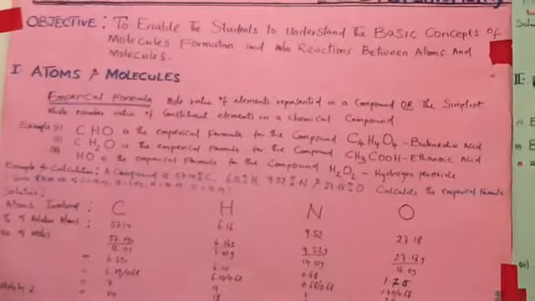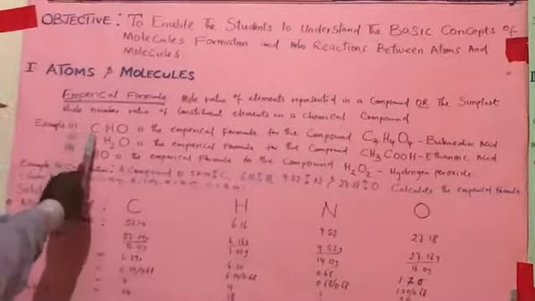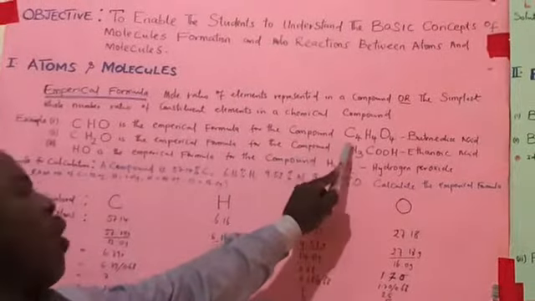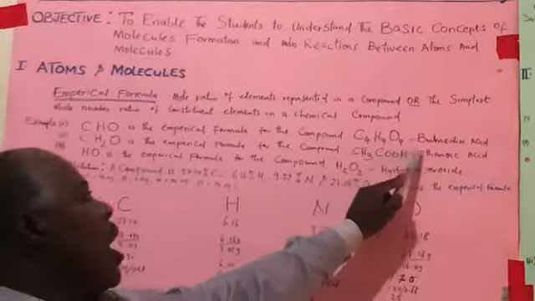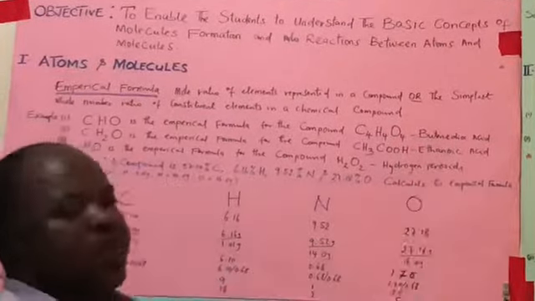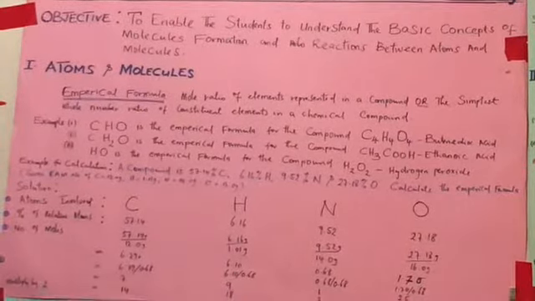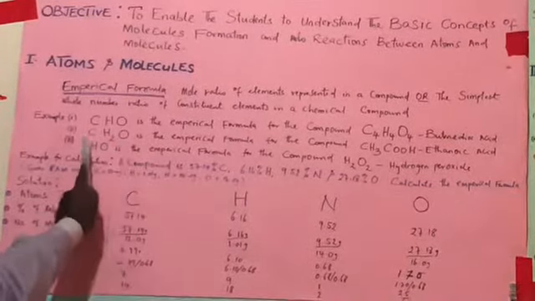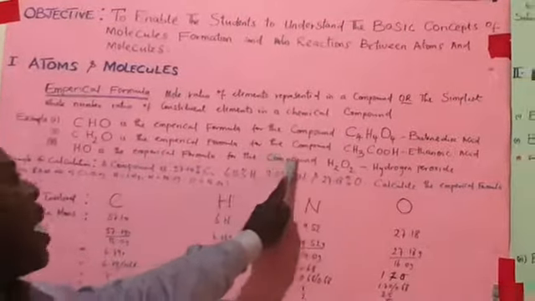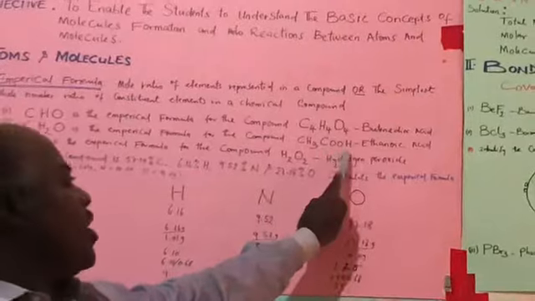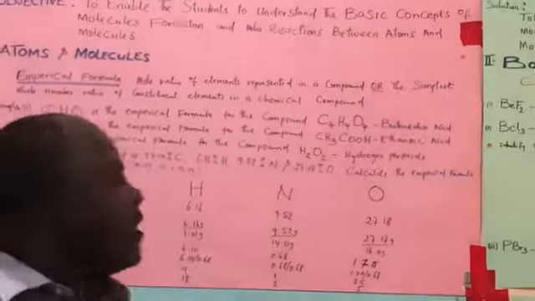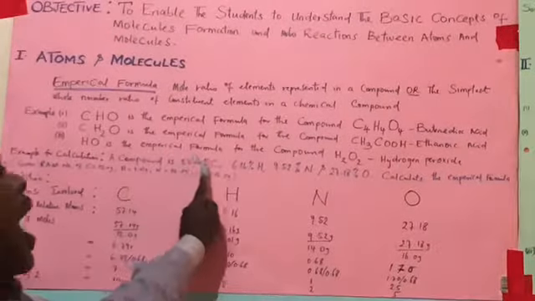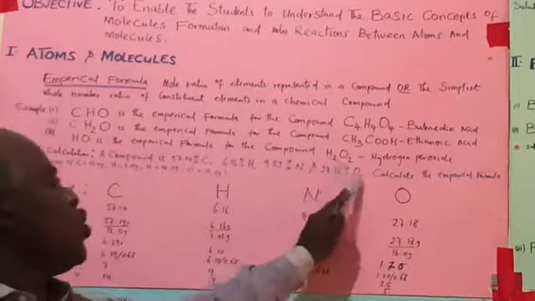Take for instance, CHO. CHO is the empirical formula of the compound C4H4O4, which is butanedioic acid. Again, another example is CH2O. CH2O is the empirical formula for the compound CH3COOH, which is ethanoic acid. Another example is HO, which is the empirical formula for the compound hydrogen peroxide, H2O2.